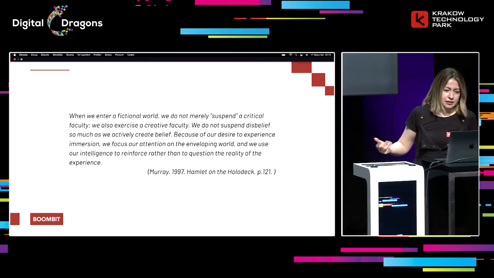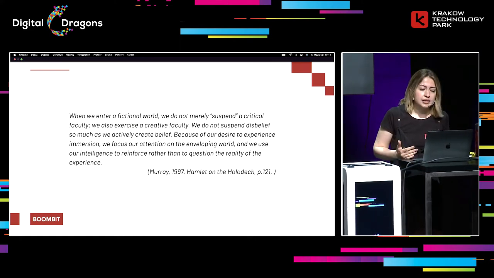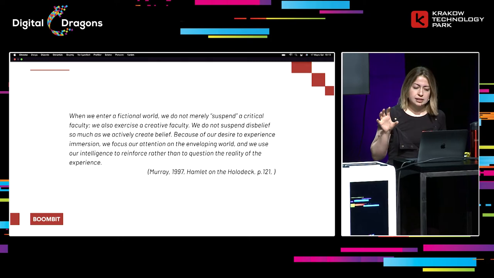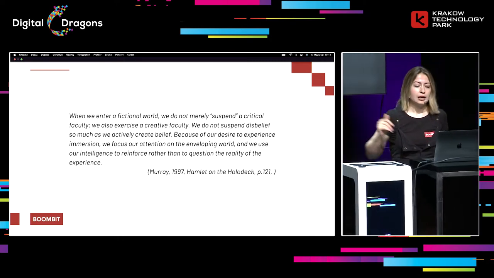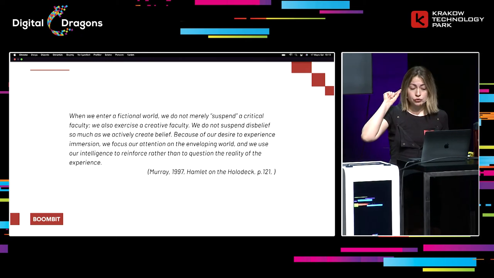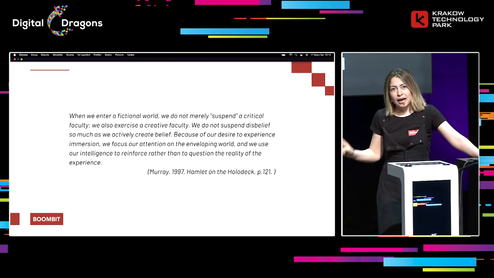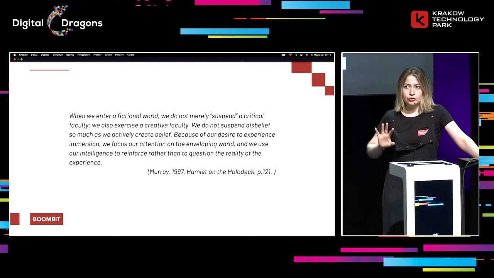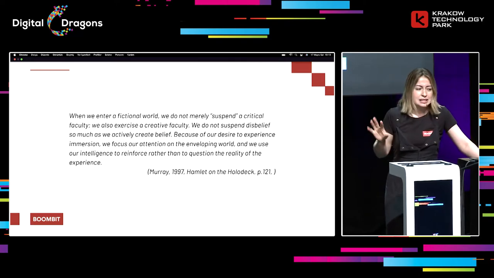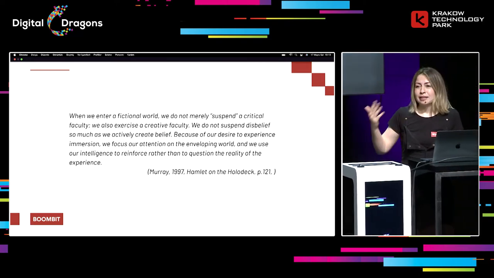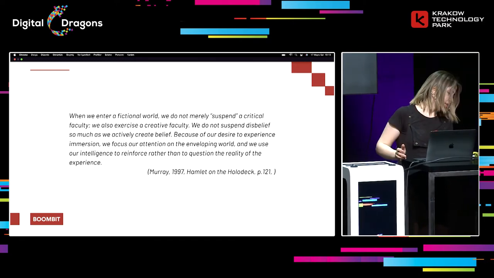So it is different. Because of our desire to experience immersion, we focus our attention on the enveloping world, and we use our intelligence to reinforce rather than to question the reality of the experience. So I'm not going to question the term breaking the fourth wall for other media because it is not placed to do so, but again, this is important because this immersion makes us believe in anything. So when we think of suspension of disbelief, it is not that appropriate in those certain moments.